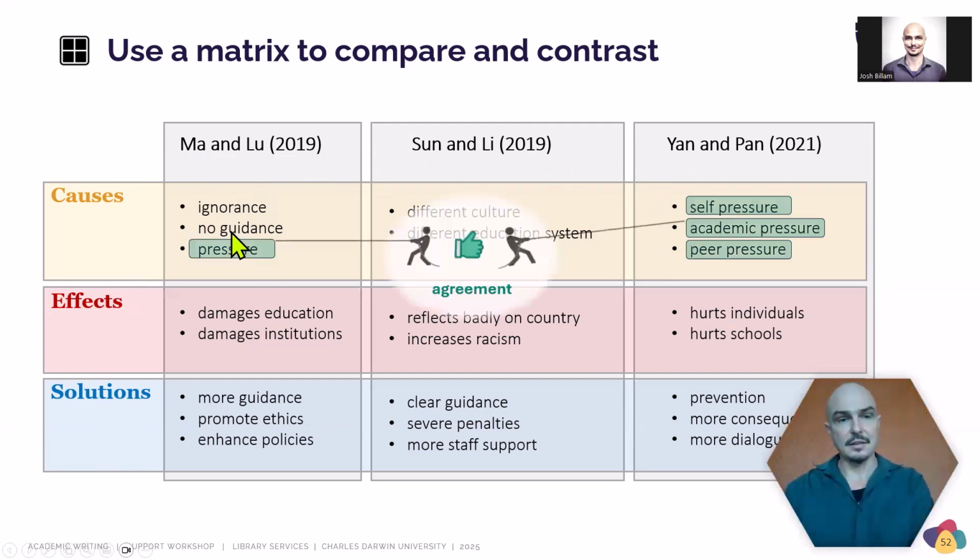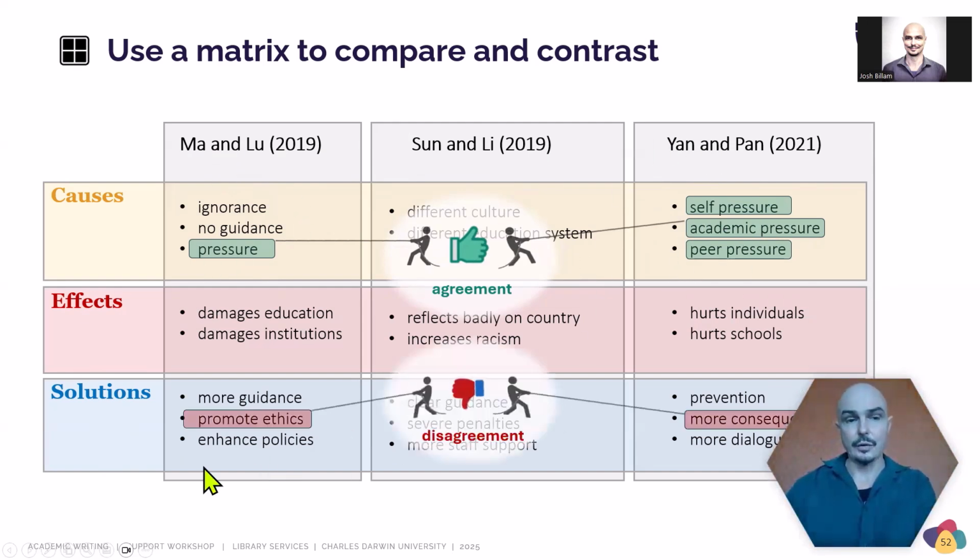In this case, I can see that the first source talks about pressure, and so does the third source. So I can say Ma and Lu and Yan and Pan agree on those things. I also noticed that the first source and the third source disagree about the way to deal with this problem, and I can mention that as well.